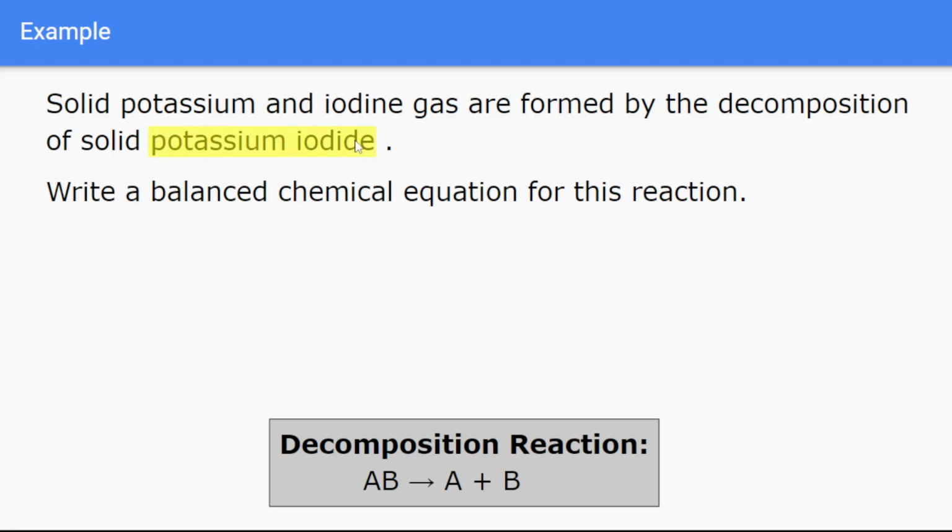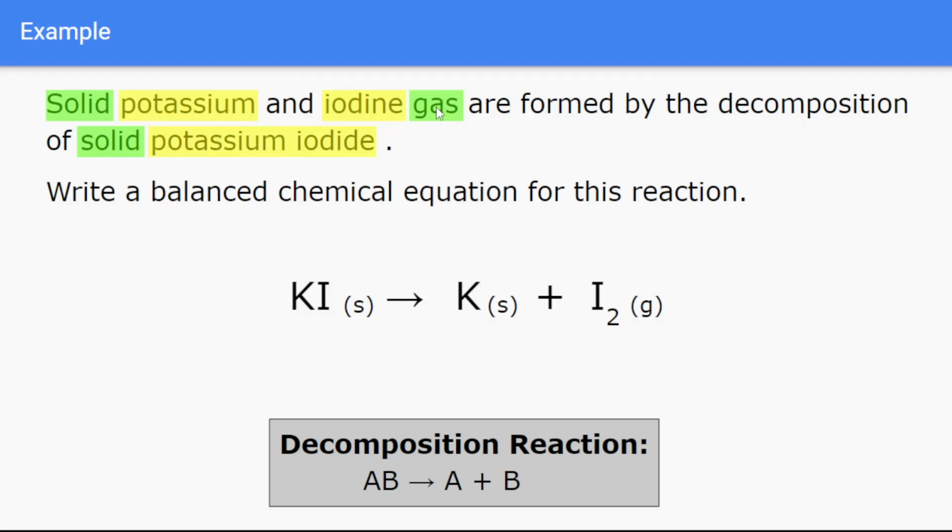We have potassium iodide. That's the reactant. It's solid. It produces potassium, which is solid, and then iodine, which is a diatomic element, so it's I2, and that's a gas. But remember, it needs to be balanced, so we have to balance our equation.